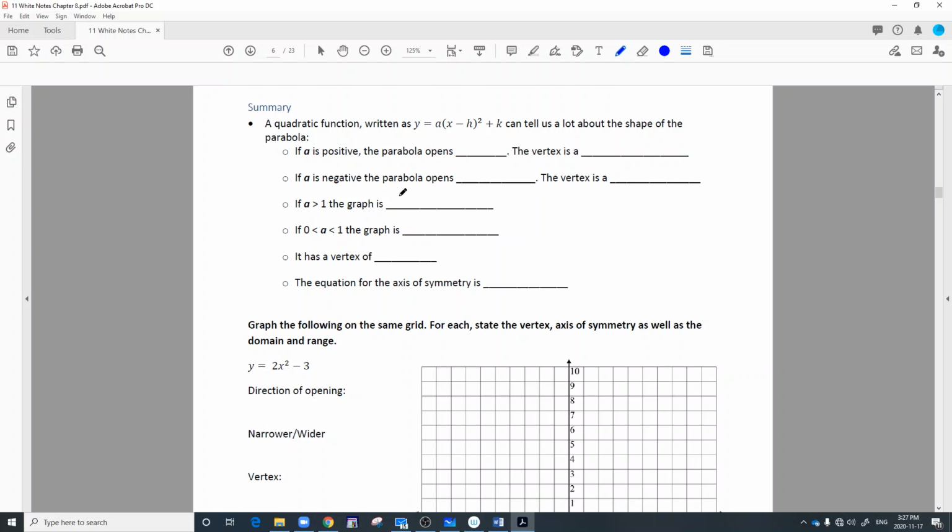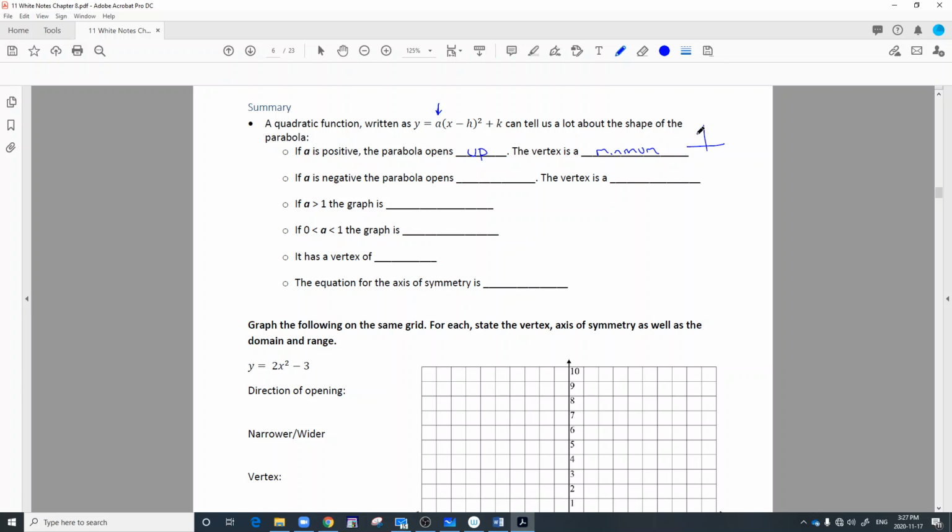So before we jump into the graphing in this video, let's just summarize everything we've learned so far. This A value out here affects whether your parabola opens up or down. If the A value is positive, you can think of your parabola as a smile, right? It's happy, it's positive, and the parabola is opening up. The vertex is a minimum because it's going to be at the bottom of your graph.